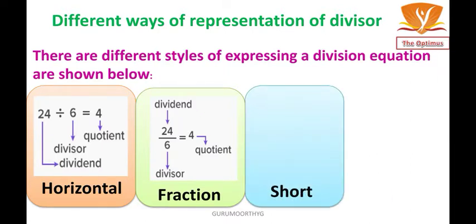Next method, short division method. This is the letter L method. You are going to write inside the L 24, that is called the dividend. In the left side, you are going to write the divisor. Below the L, you are going to write the answer of the division, that is the quotient.